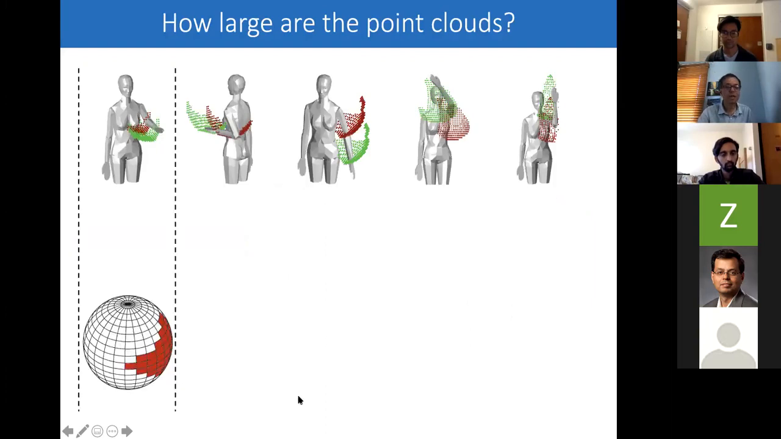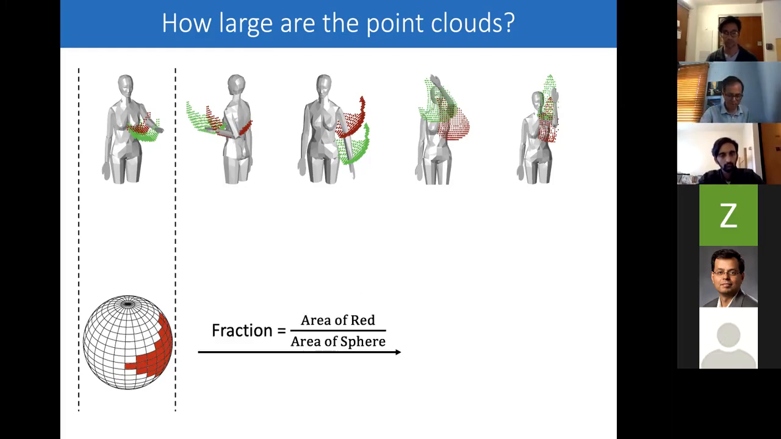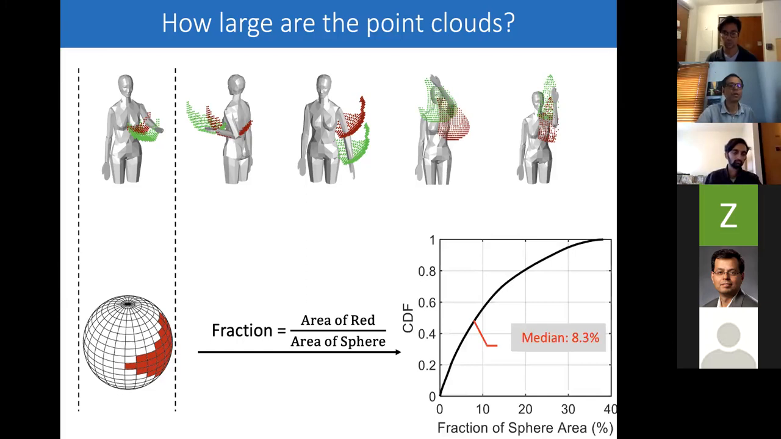So how large are the point clouds? The point clouds are not equal for every wrist orientation, right, guys? The point clouds are going to be different. So how large are they? What we did was we took the area of the red point cloud and divided by the area of the sphere. That is how large it is. And we looked at that distribution for all possible orientations of the wrist. And this is what the distribution looks like.